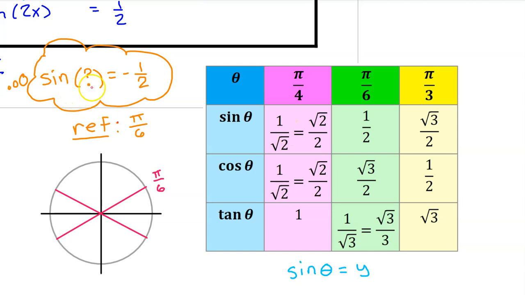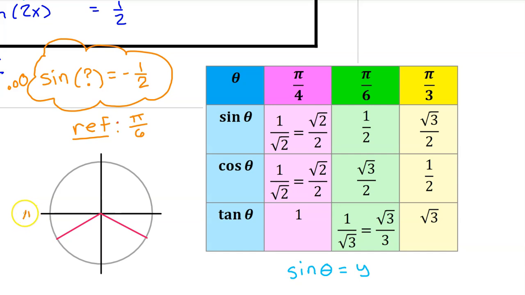We want sine to equal negative 1/2 specifically. We have memorized that sine of an angle is equal to the y value on the unit circle. So in which 2 quadrants will the y values be negative? That's quadrant 3 and 4. So those are the 2 quadrants that we need to find the solutions in.